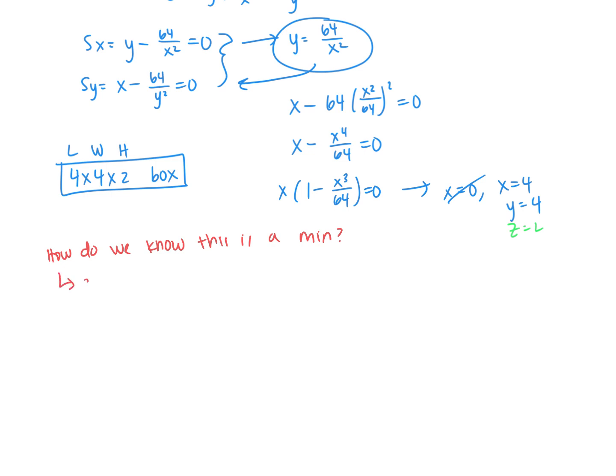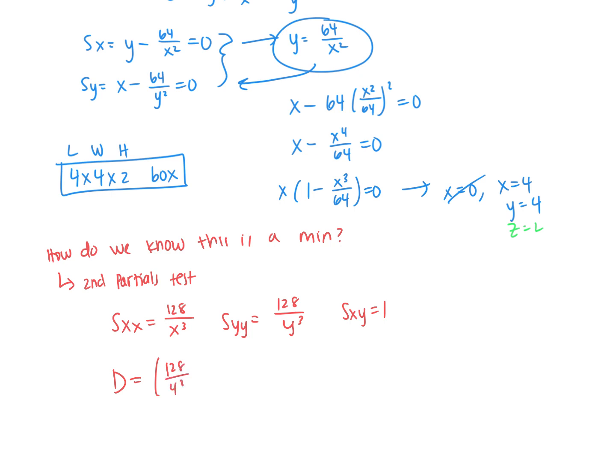And you're going to prove that using the second partials test. Real quick, I'm going to show you what that looks like. S of xx you would need to find, which would be 128 over x cubed. S of yy you would need to find, which is also 128 over y cubed. And S of xy was 1. So then if you find D, it would be 128 over 4 cubed times 128 over 4 cubed minus 1 squared, which is 3. Again, I don't care about the value. What I care about is that it's positive.